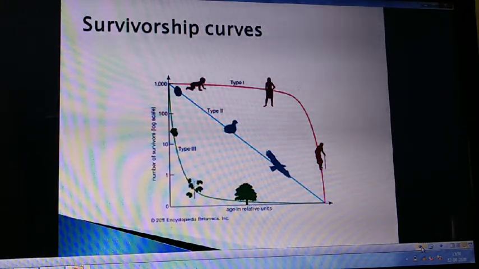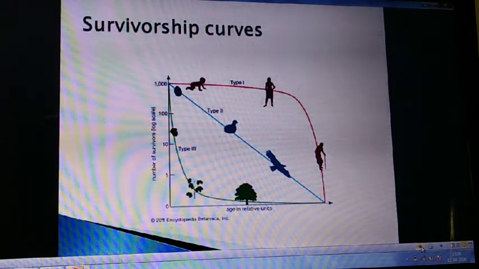Survivorship curves, as you can see, for man it is of convex type, for tree it is of concave type, and diagonal for some birds.